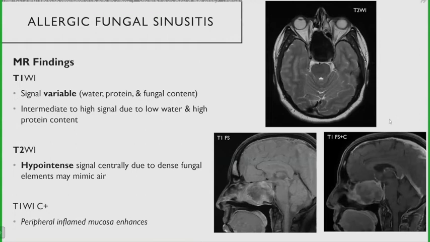MR findings of allergic fungal sinusitis. On T1, it shows variable signal depending on the water, protein and fungal content, with intermediate to high signal due to low water and high protein content. On T2, it will be hypointense centrally due to dense fungal elements, and it can mimic air. And post contrast, the peripheral inflamed mucosa can enhance.